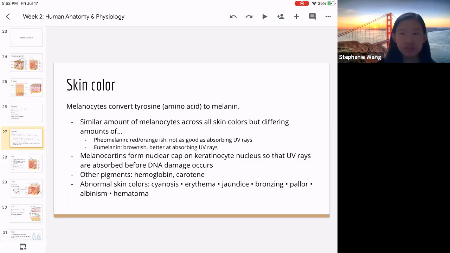And those areas have a lot of sunlight exposure, so they have been adapted to have more eumelanin to protect themselves from too much UV exposure, to protect themselves from skin cancer. I think that's actually really cool in my opinion.